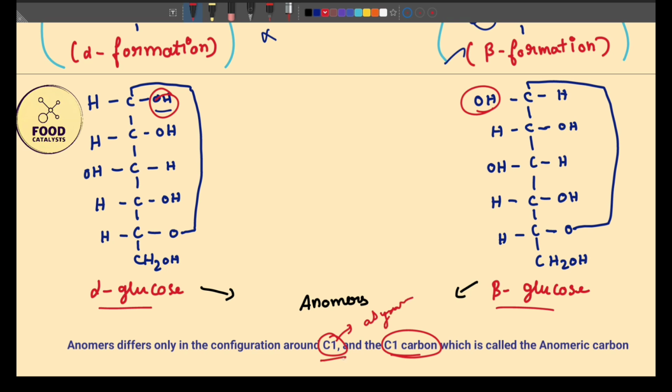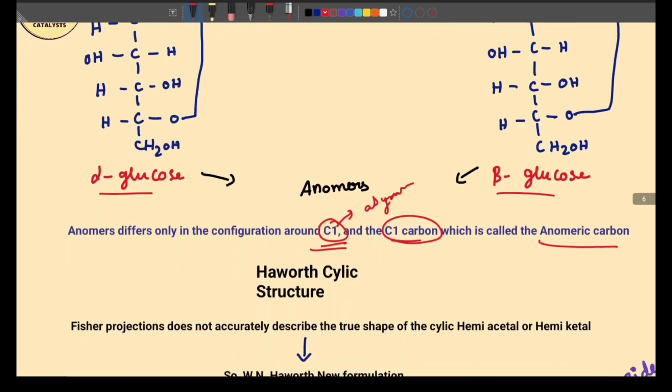And this C1 carbon is called the anomeric carbon. So what is an anomer? Anomer means the configuration will change around C1. Based on the anomers, we say whether it is alpha or beta. And the first carbon, which determines that, is called the anomeric carbon. So understanding which carbon is the anomeric carbon is really important to determine whether it is alpha or beta. Okay, so let's move on.